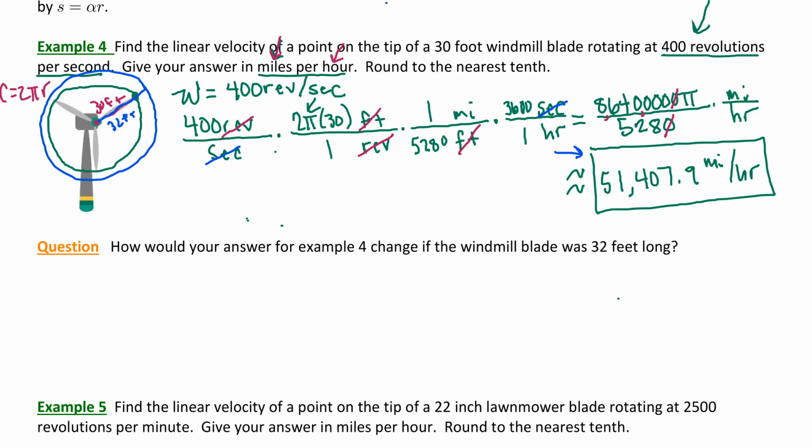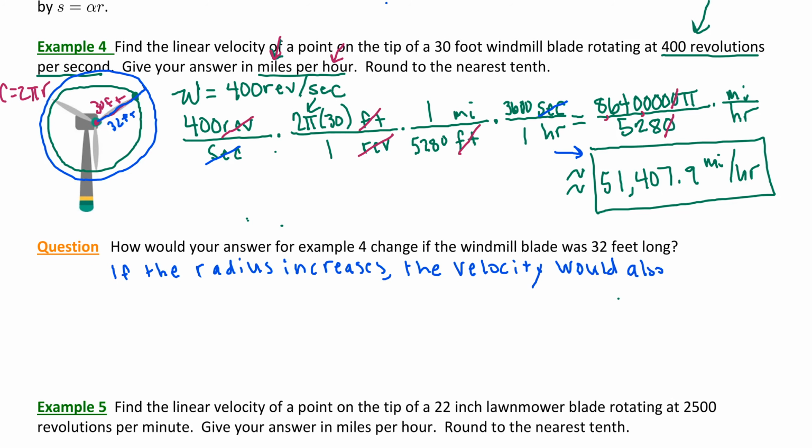That means that your velocity would have to be faster. So we could make the observation, if the radius increases, the velocity would also increase. Now, for either case, the 30-foot blade or the 32-foot blade, the angular velocity doesn't change. We're still looking at 400 revolutions per second, but the linear velocity changes.